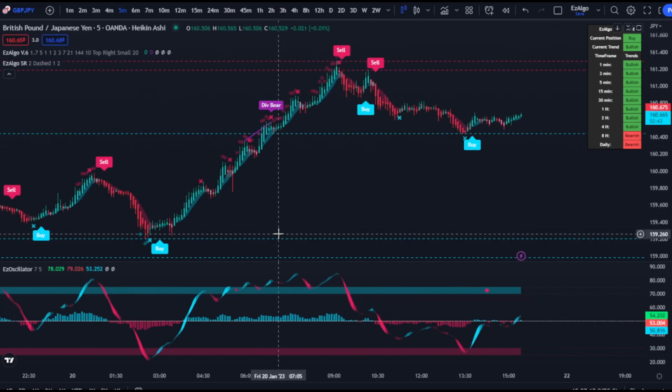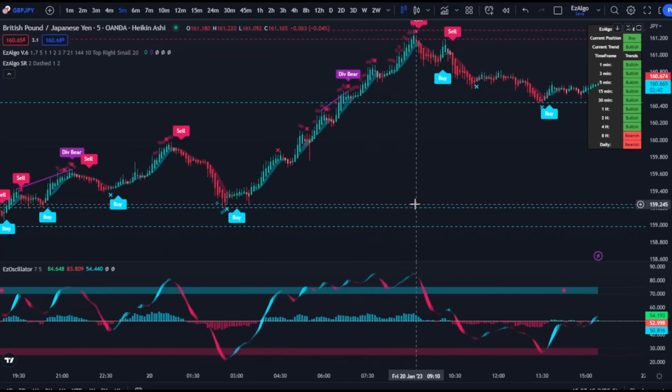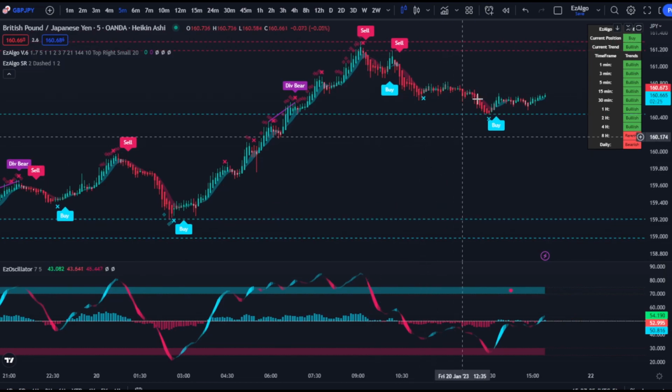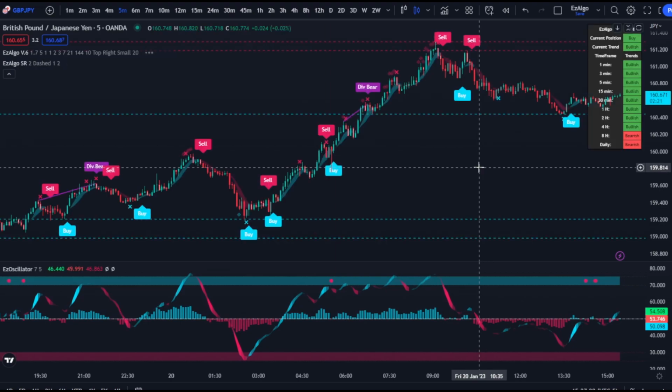And also we have our EzOscillator. And guys, this thing is absolutely incredible. I'm gonna show you guys how to use this so you can start making some money as soon as possible. Now I'm on GBP/JPY on the 5-minute time frame. Yes, I'm on Heikin Ashi candles. These indicators work on standard Japanese candles, so don't feel like you have to use the Heikin Ashi candles.